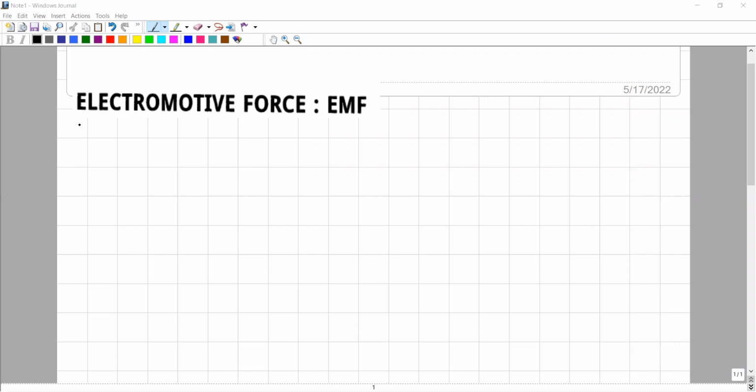This topic is electromotive force. It's a very important topic, electromotive force. So first, you need to understand that this is a misnomer. What is a misnomer? Misnomer means that this is actually not a force. Electromotive force is not a force.